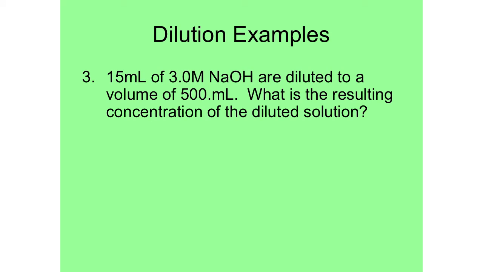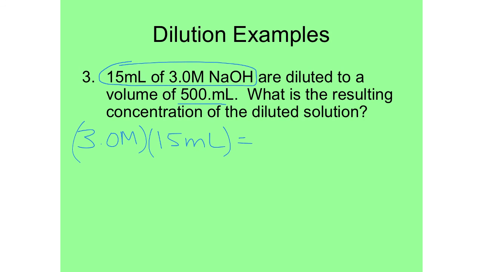All right, last example. We have 15 milliliters of 3 molar sodium hydroxide, so those two go together, diluted to a volume of 500. What's the resulting concentration of my diluted solution? So I'm going to take the 3 molar times 15 milliliters. I'm looking for the new molarity, and the new volume is 500. Now, common sense tells me that my new molarity must be much lower than 3 M because I have added a lot of water, so it's going to become much less concentrated.